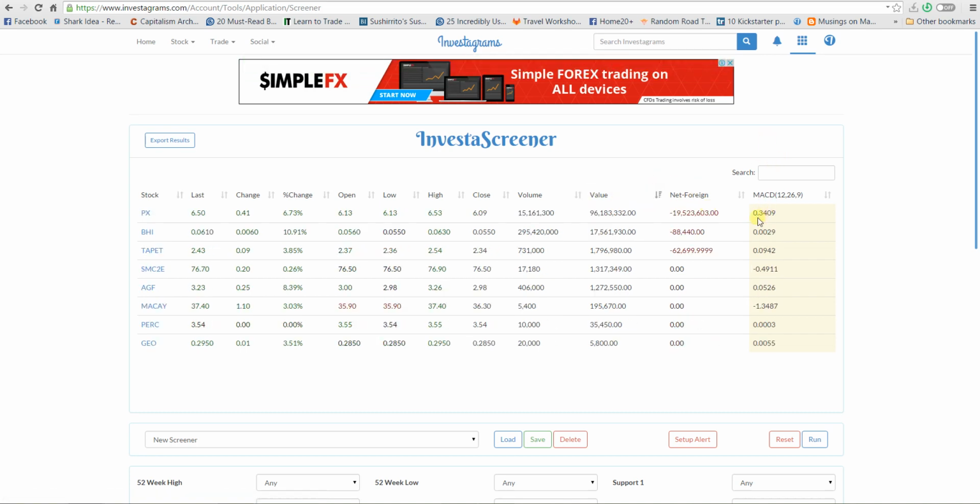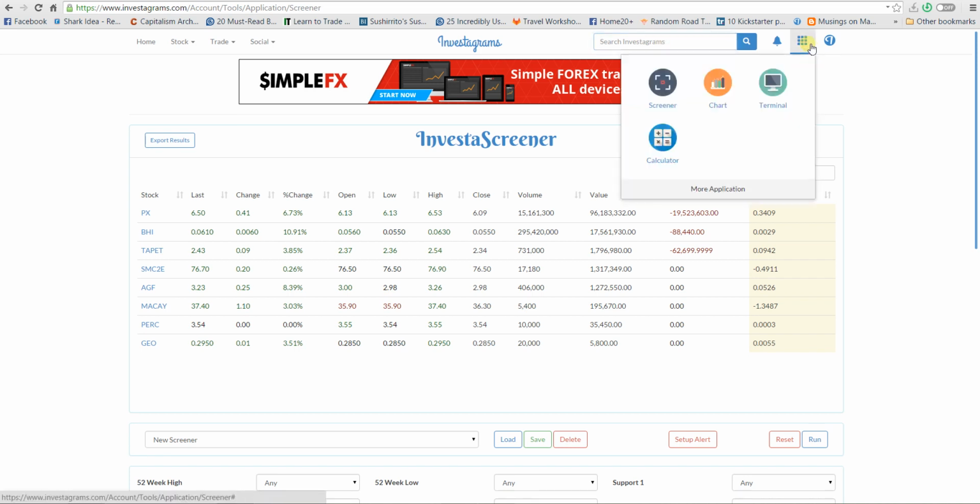And then the system will tell us the results. From here you can see that we have 8 results, with Felix Mining being the most active one. These are the results from the last trading day, so you can see which ones have the most recent buy signal based on our metric. So Felix, BHI, Tapet, AGF, and others. Let's confirm if it really did give us a signal.